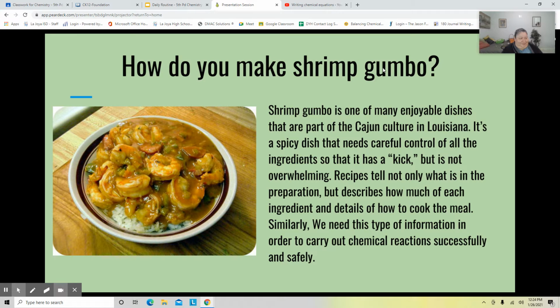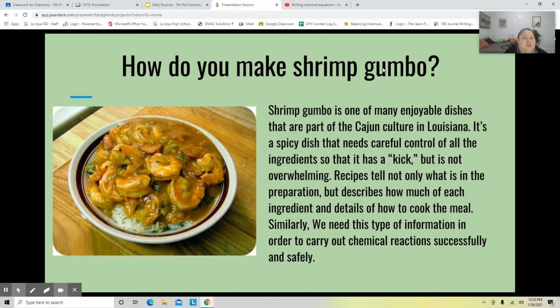Who's going to help? Shrimp gumbo is one of many enjoyable dishes that are part of the Cajun culture in Louisiana. It's a spicy dish that needs careful control of all the ingredients so that it is a quick but is not overwhelming. Recipes tell not only what is in the preparation but describe how much of the ingredient and details of how to cook the meal. Similarly, with this type of information in order to carry out chemical reactions successfully and safely. Right. Thank you so much.